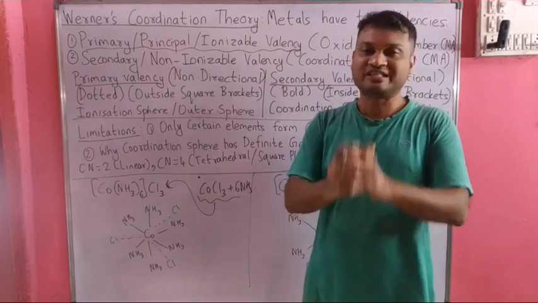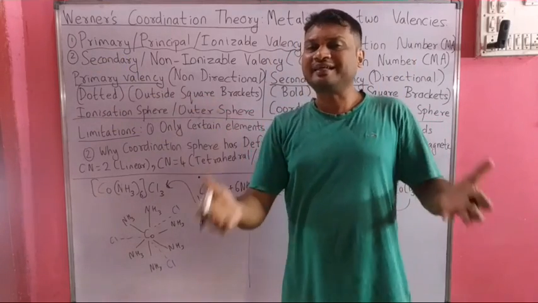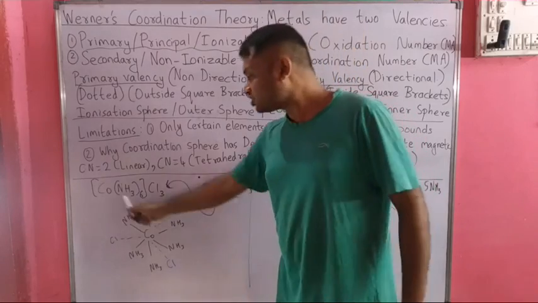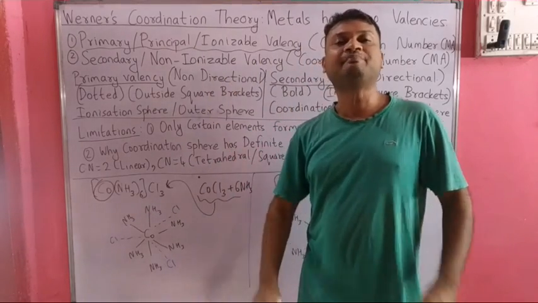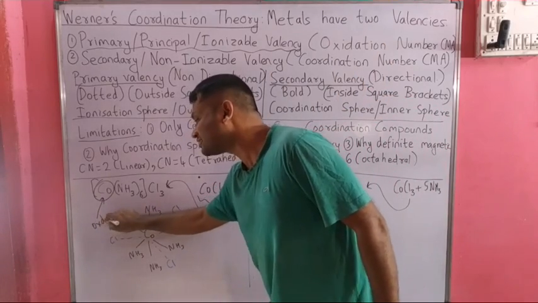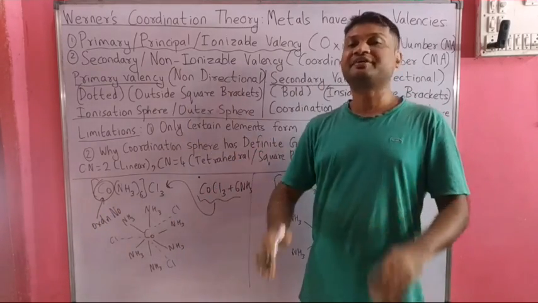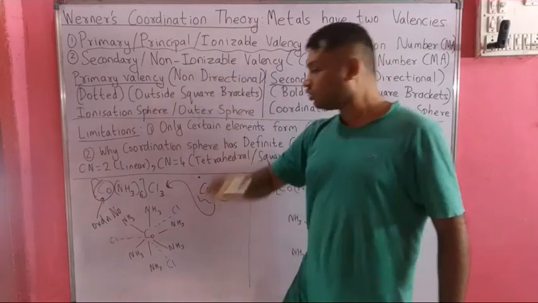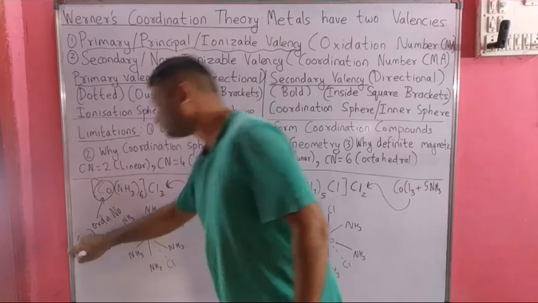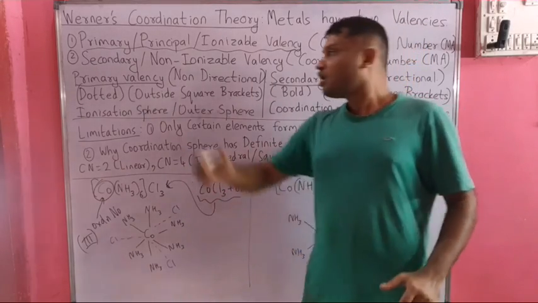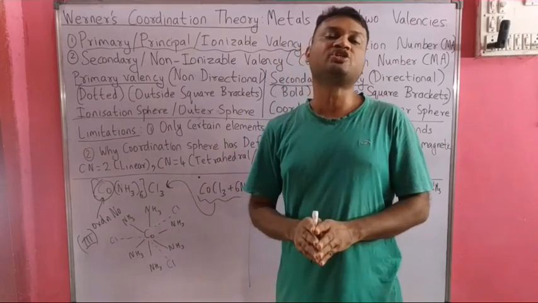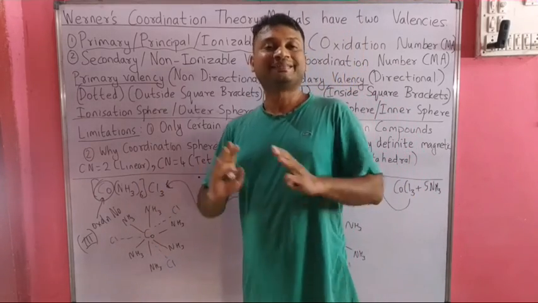All these three are the same term, which is primary valency, which is nothing but the oxidation state of the central metal atom. In a coordination compound, we have the central metal atom in a square bracket, and the oxidation number of this central metal atom is considered as primary valency. So in this case, what is the oxidation number of cobalt? It is 3. So we can say primary valency for this compound will be 3, which is the oxidation state of this compound.